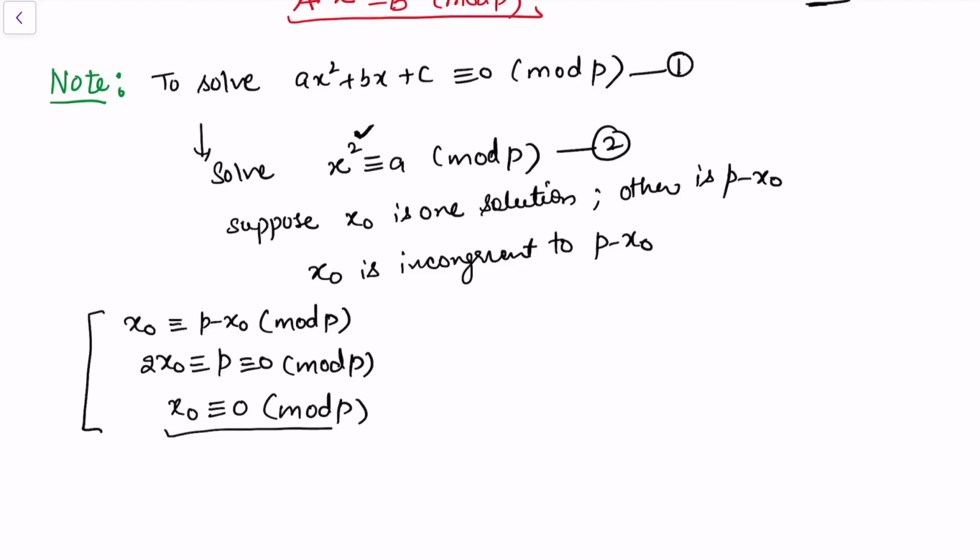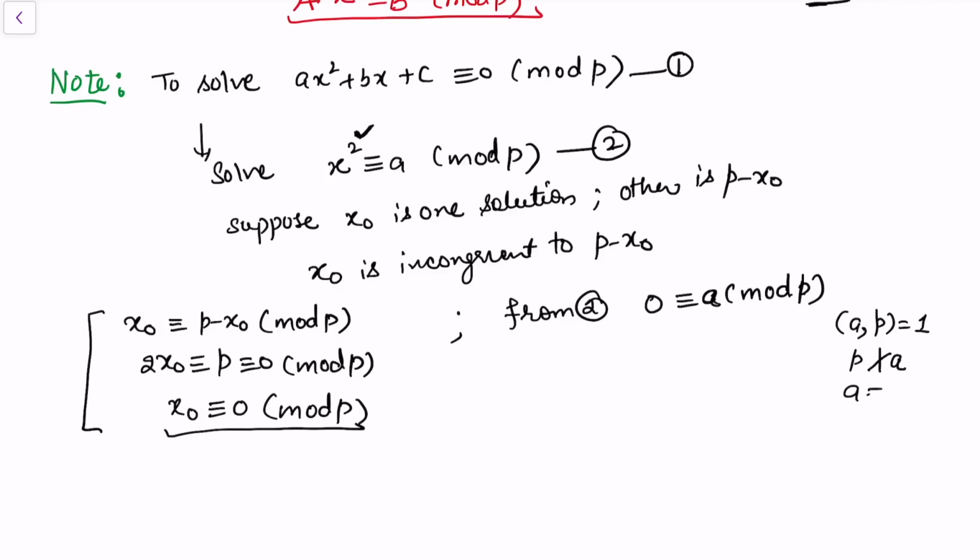And if x naught is congruent to 0 mod p, this automatically satisfies 2. So from 2, taking x naught congruent to 0, we get 0 congruent to a modulo p. We have already seen that the GCD of a and p is equal to 1. This means p does not divide a, so a is not congruent to 0 modulo p. But in this situation, we get that a is congruent to 0 modulo p. So here we get a contradiction, and hence x naught is incongruent to p minus x naught. So we can find one solution for equation number 2, and hence we can find the other solution.